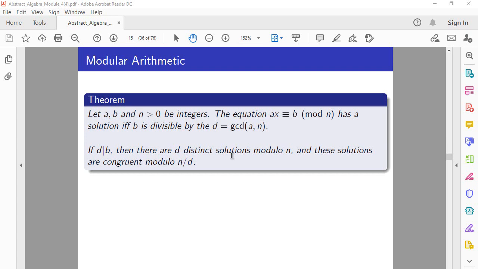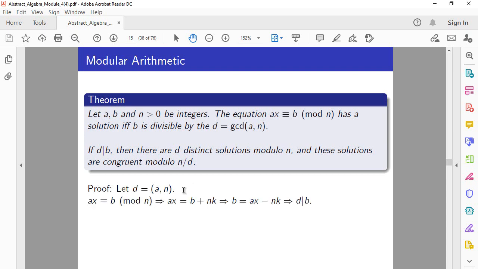Okay, so let's prove this theorem. Since this is an if and only if statement, we have to prove it in both directions. Let d be the GCD of a and n. Assume that ax is congruent to b mod n. If that's the case, then ax would be equal to b plus a multiple of n. And solving for b, we find that b would be equal to ax minus nk.